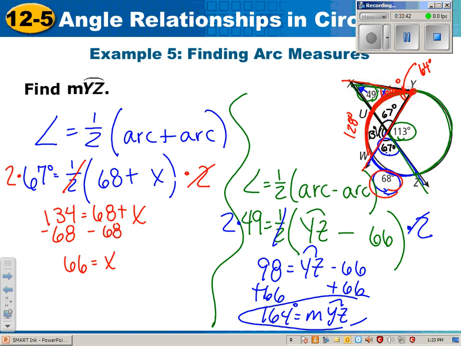If this is 20, then what does the sum of these have to be? 160. But since they have to be congruent, what's each one? 80. So then he said, this is 80, and I'm looking for x. And since this has its vertex on the circle, that means this angle is half of this arc. So that means x is twice 80, which is 160. Andrea.